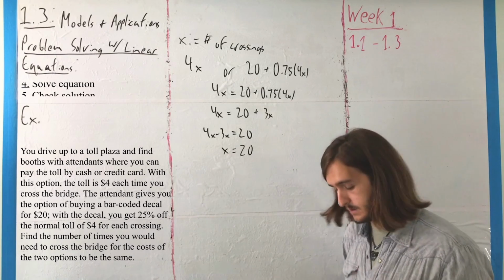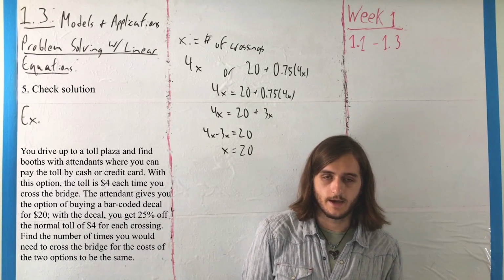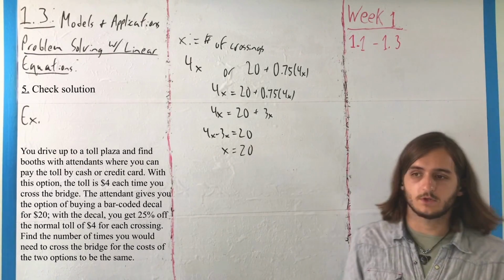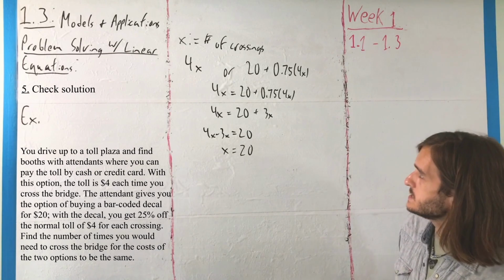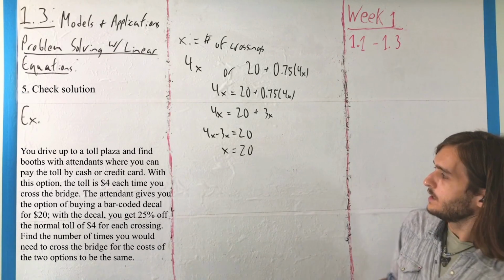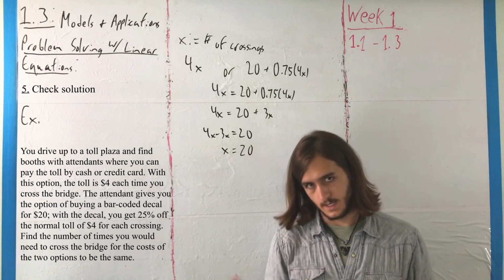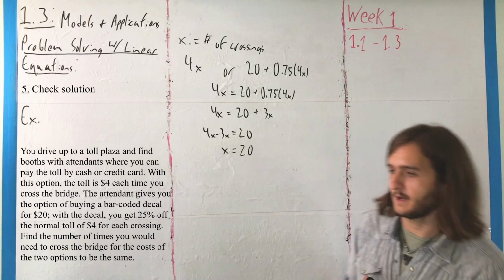And to check that, to be sure, we can think about what happens with each of those costs. It says after 20 trips they should be the same. Well, if you take 20 trips at $4 a trip, that's $80. And if you take 20 trips at $3 per trip, that would be 60 plus 20 is 80. So after 20 trips, they would even out as expected.